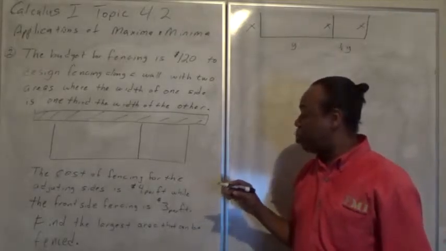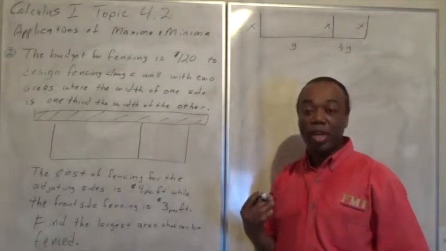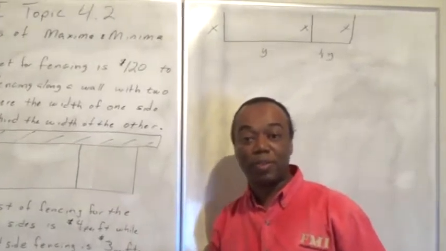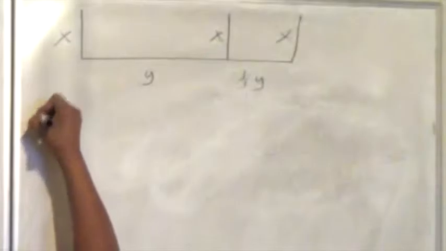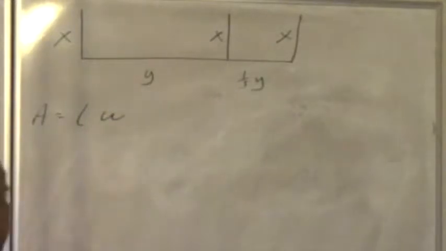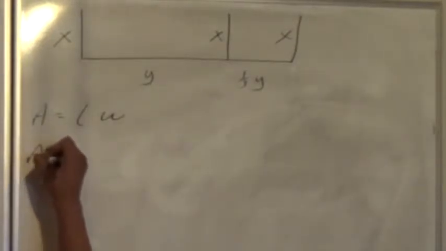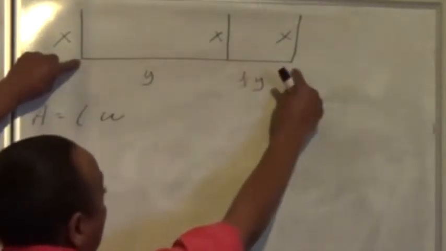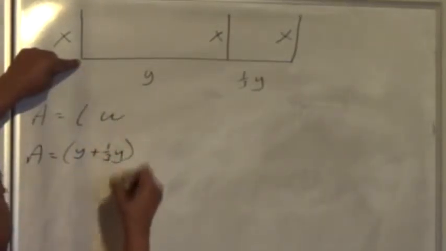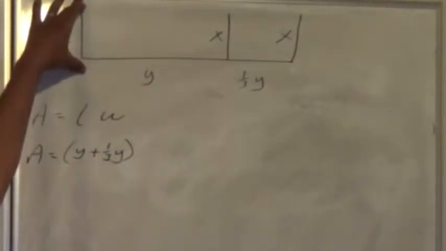Now, we're trying to maximize the area. So I want to start with the area formula, and we want to take a derivative of that area formula so we can set it to 0 and see if we can solve for the variable that maximizes it. Area for a rectangle is length times width. In this case, our length is from here to here. That will be Y plus 1/3 Y from here to here. And my width is here, which is X.